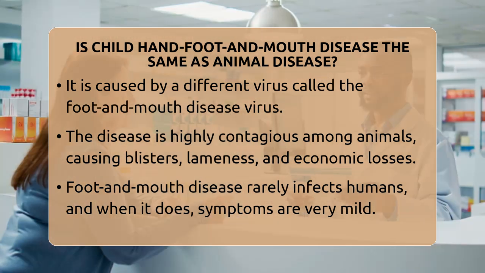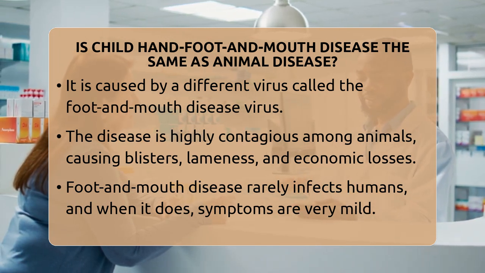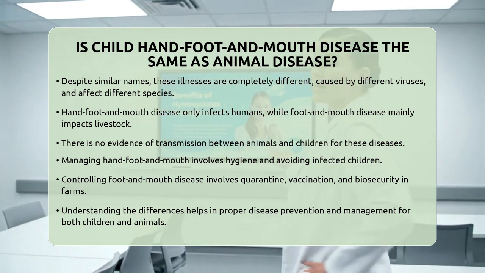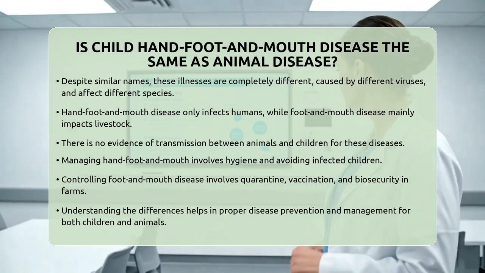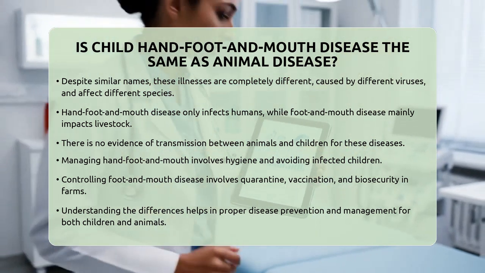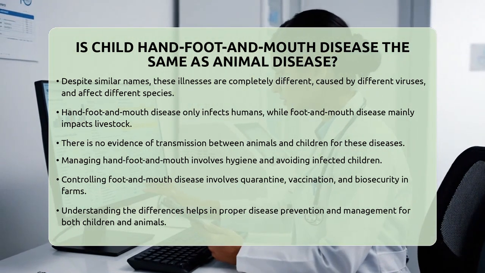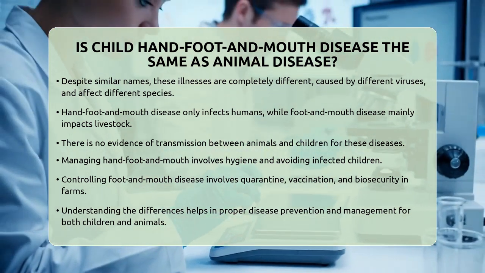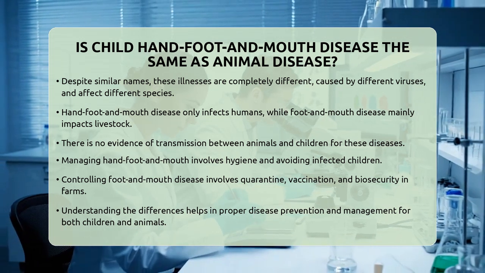Parents should focus on preventing hand, foot, and mouth disease through good hygiene and avoiding contact with infected children. Meanwhile, controlling foot and mouth disease involves strict quarantine measures, vaccination of livestock, and biosecurity practices in farming. In summary, although their names sound similar, child hand, foot, and mouth disease and animal foot and mouth disease are entirely separate illnesses caused by different viruses.